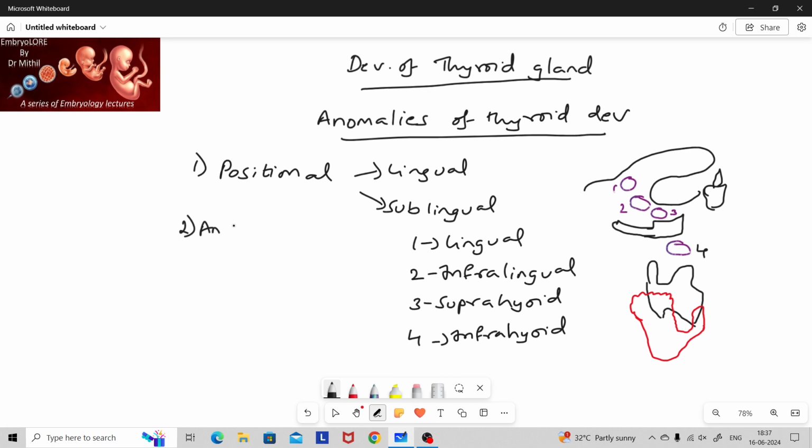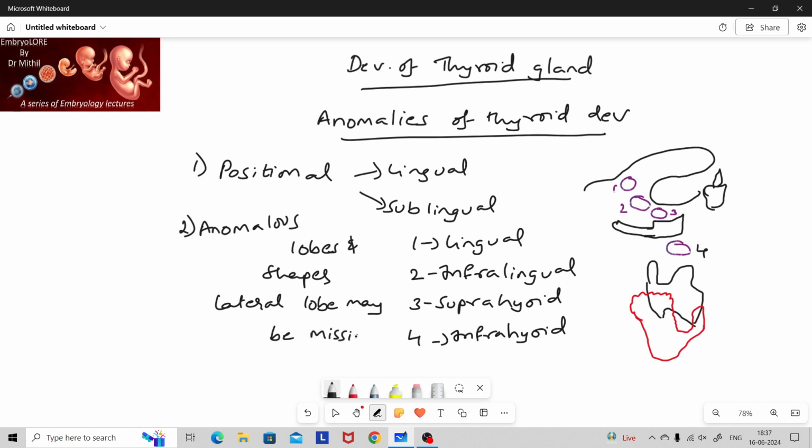And now after this, the second is the anomalous lobes and the shapes. One of the lateral lobes may be missing here. And the pyramidal lobe often rises up from the upper aspect. It may be too small or too large.